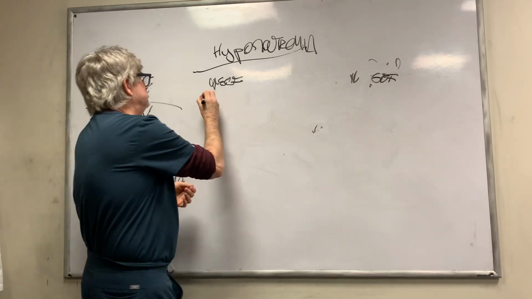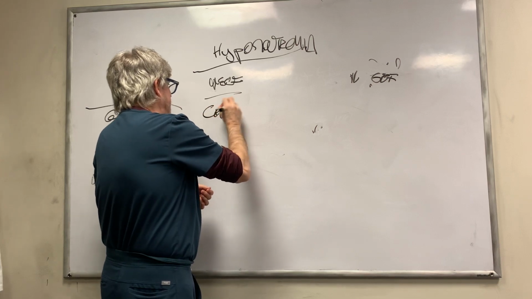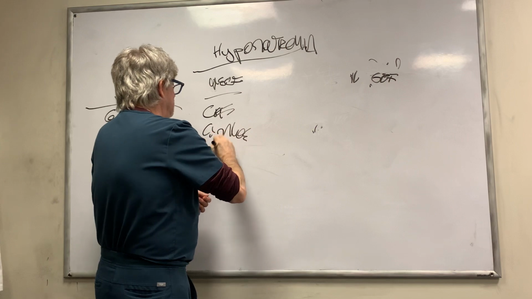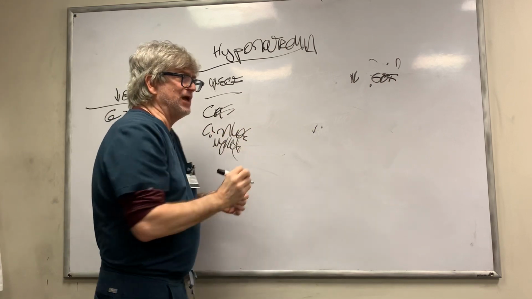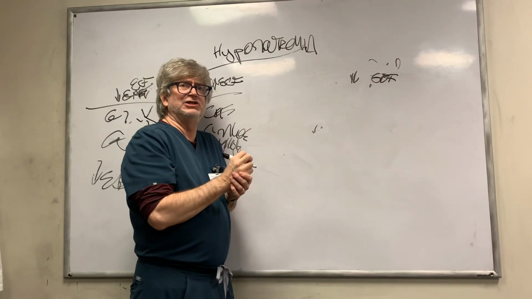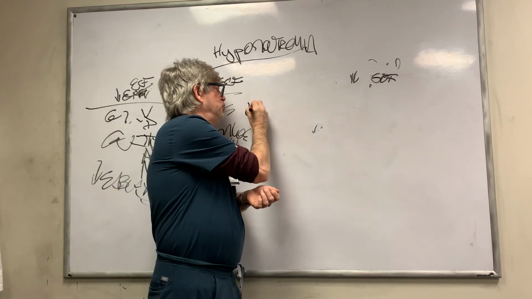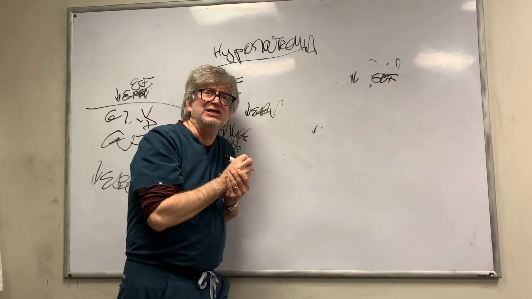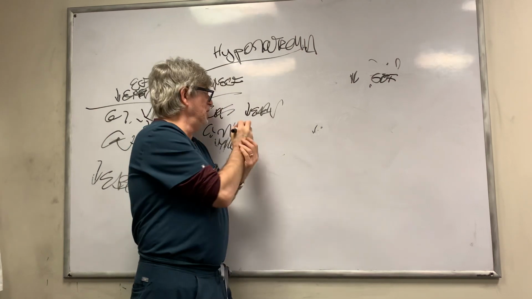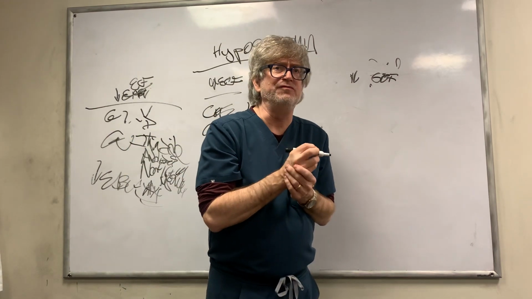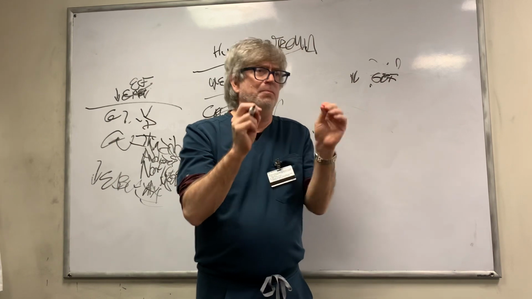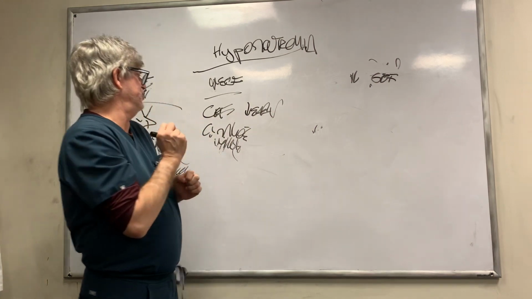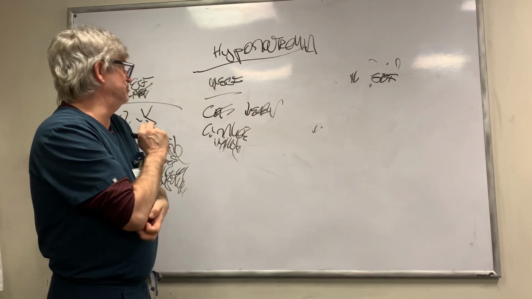Now, with increased ECF, that's classically CHF or cirrhosis of the liver, maybe nephrotic syndrome. It's really the same mechanism, okay? With CHF, you have decreased effective arterial blood volume, and the body senses you as being dry, and ADH is released appropriately. With cirrhosis, you have profound vasodilatation, and the body senses a decreased ECF. And these things you see with severe heart failure, okay, and severe cirrhosis.